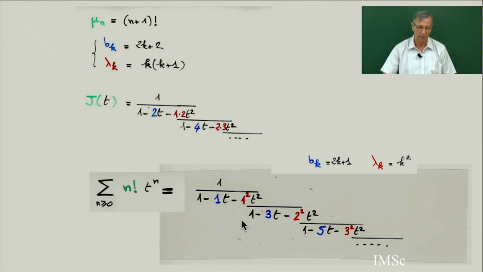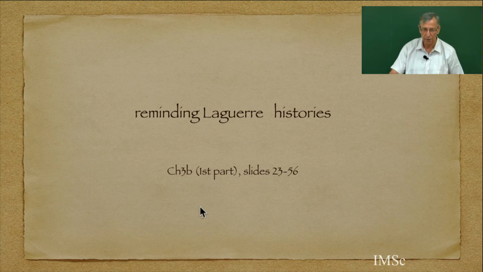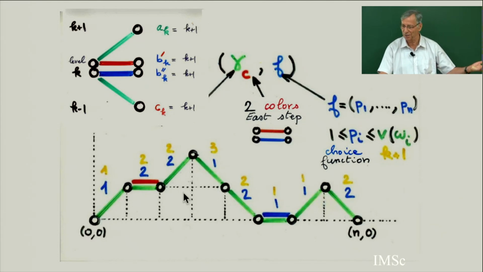This will be restricted Laguerre. So I call it Laguerre history. Just to remind you, I already defined Laguerre history. So this is chapter 3b, slides 23 to 56. So I remind you of Laguerre history. So again, it's a weighted 2-color Motzkin path weighted by just the weight we get from the moment of the Laguerre polynomial.